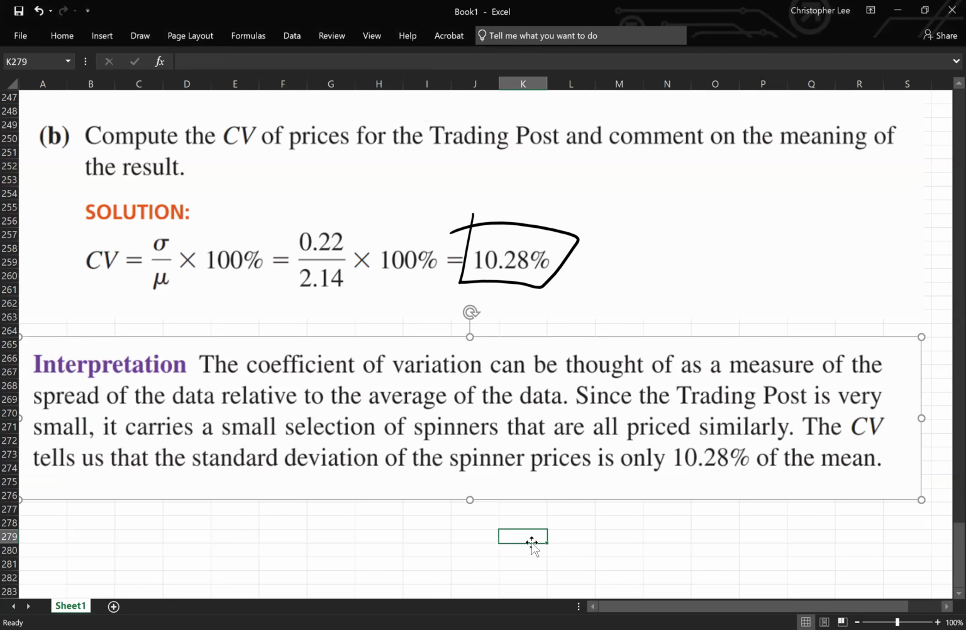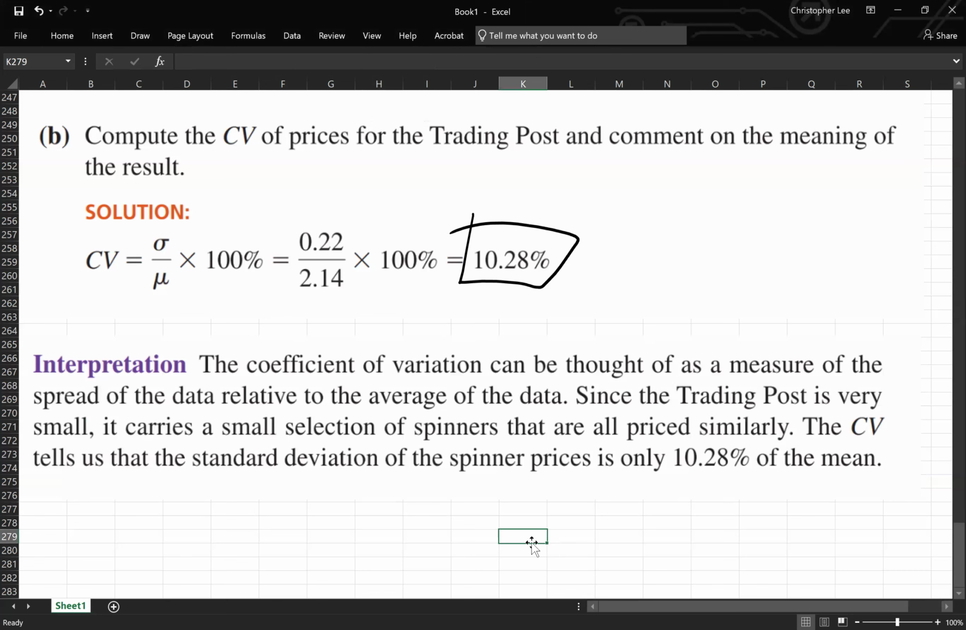So the coefficient of variation can be thought of as a measure of the spread of the data relative to the average of the data. Since the trading post is very small, it carries a small selection of spinners that are priced similarly. So the coefficient of variation tells us that the standard deviation of the spinner price is only 10.28% of the mean. All right? So that's what it means.